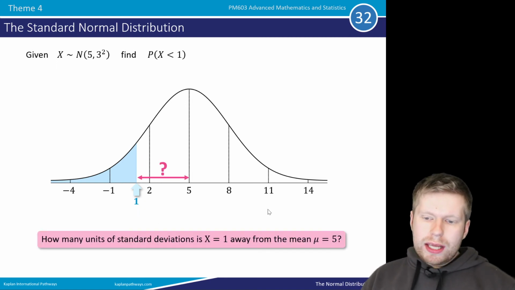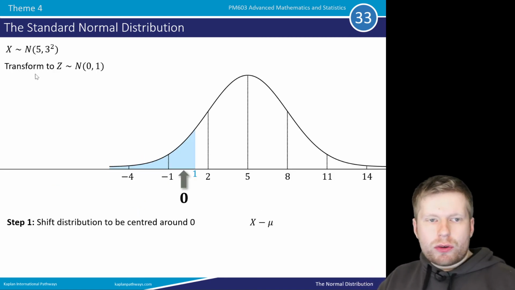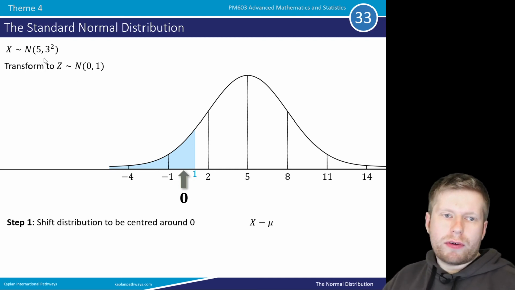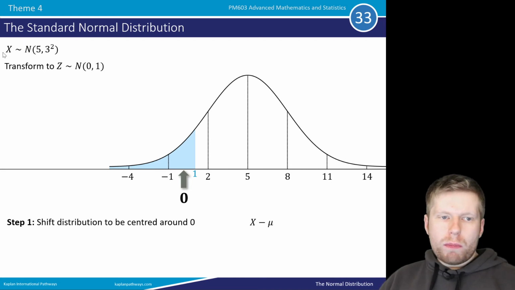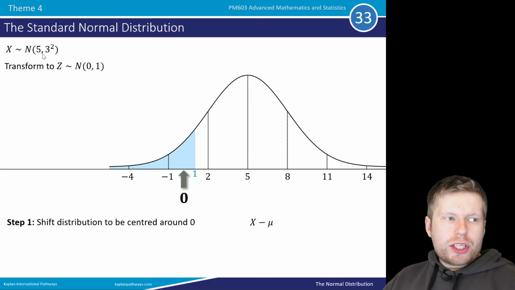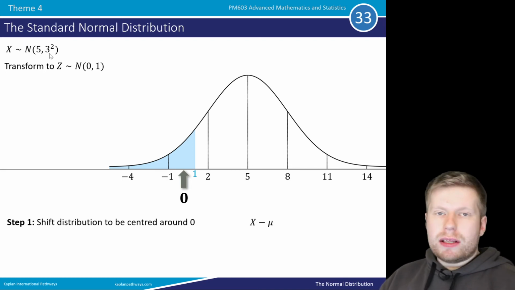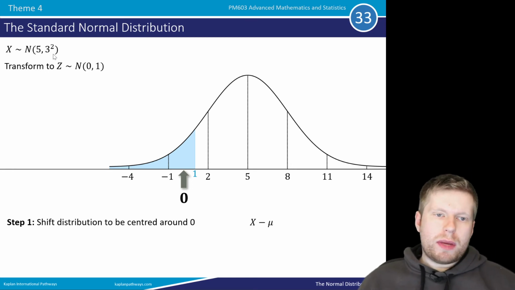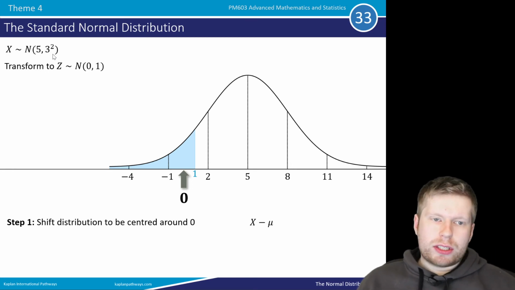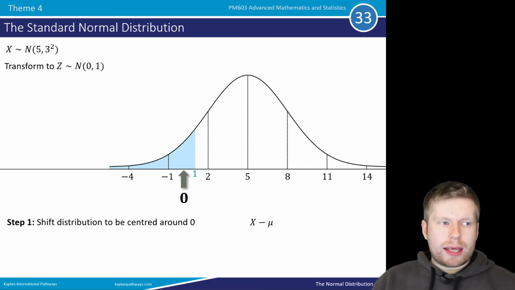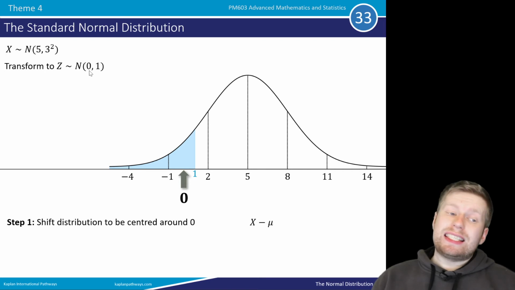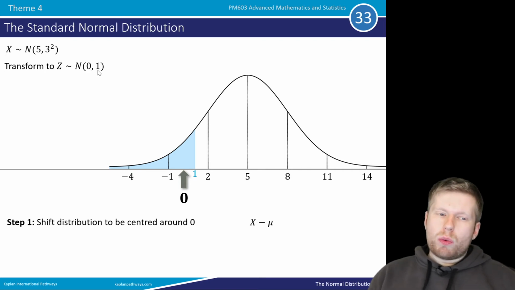Okay. So what we need to do is re-standardize this curve. This is something called the standard normal distribution. At the moment we have a random variable which has a mean of 5 and a variance of 3 squared. So it's normally distributed with a mean of 5 and a variance of 3 squared. What I want to do is transform it to a distribution which is still normally distributed, but the mean is 0 and the standard deviation is 1.